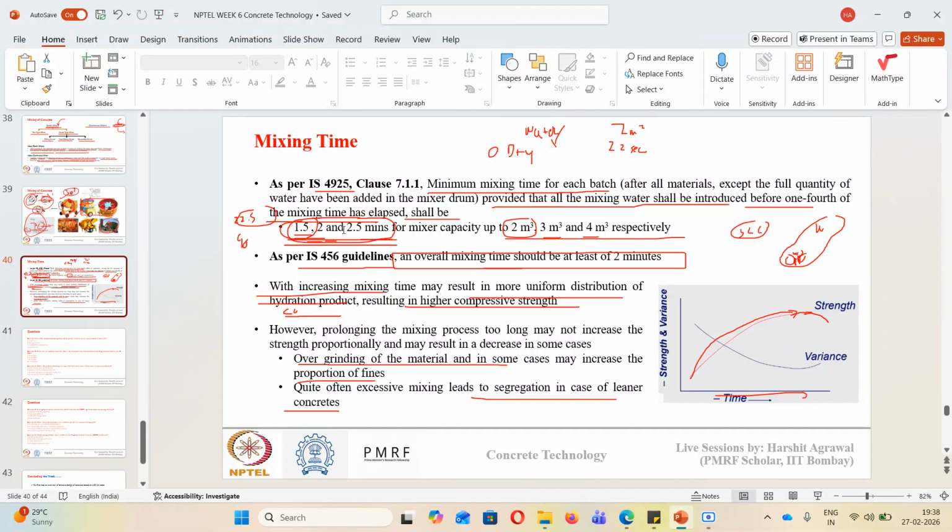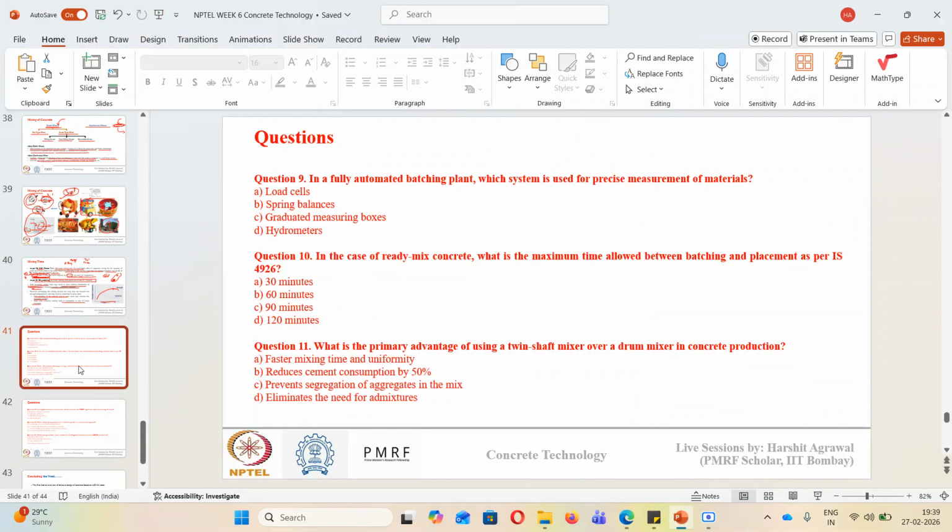That's why the code has given limits. Maximum mixing time is generally less than 5 minutes. So as per Indian Standard, these are the limits which are defined. Now I was at this slide when the network went off.